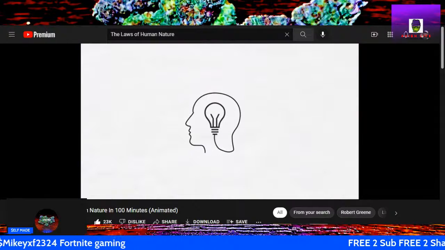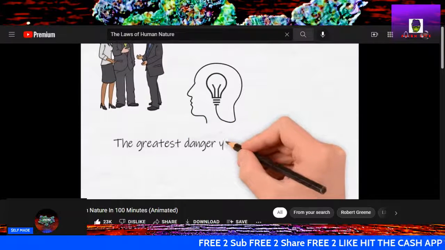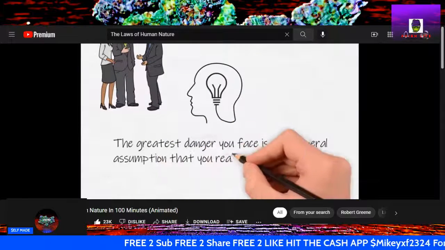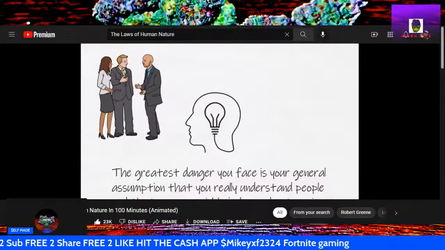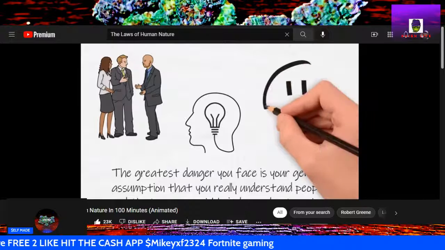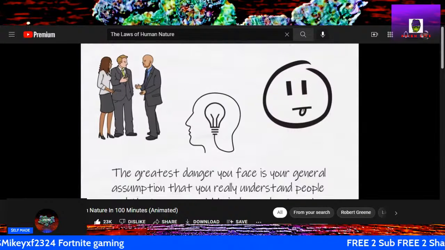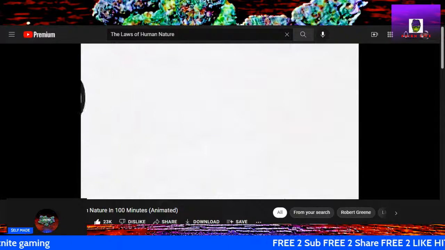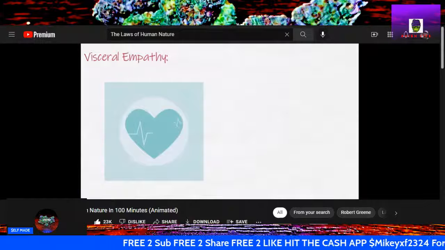Empathy is more than anything a state of mind. The greatest danger you face is your general assumption that you really understand people and that you can quickly judge and categorize them. Instead, you must begin with the assumption that you are ignorant and that you have natural biases that will make you judge people incorrectly. Empathy is an instrument of emotional attunement.